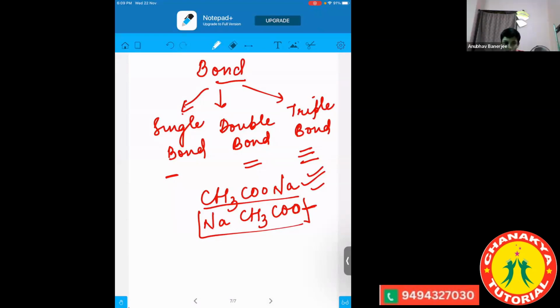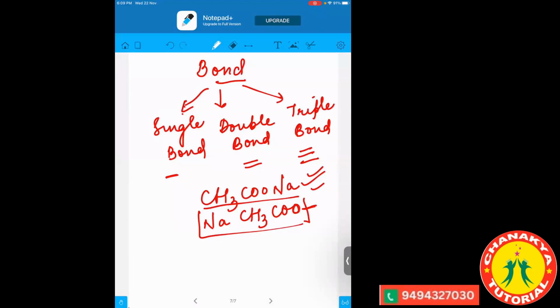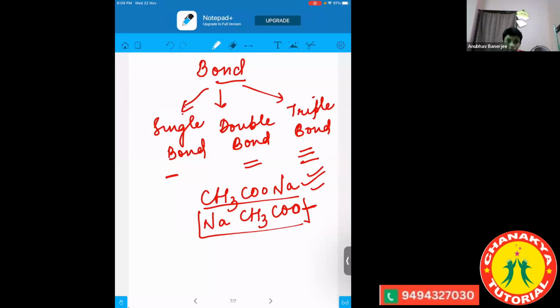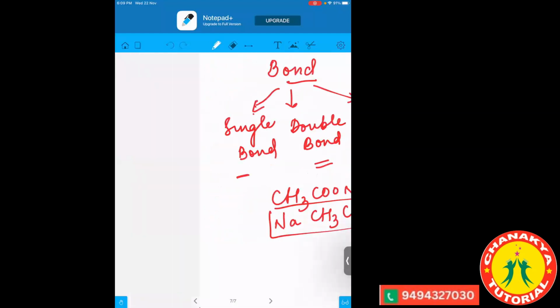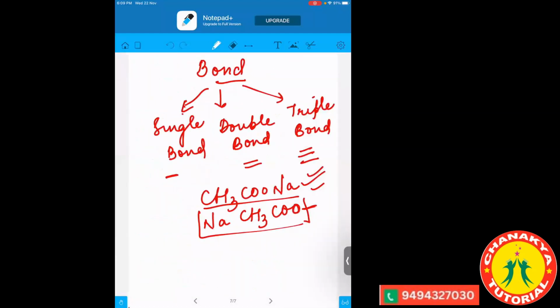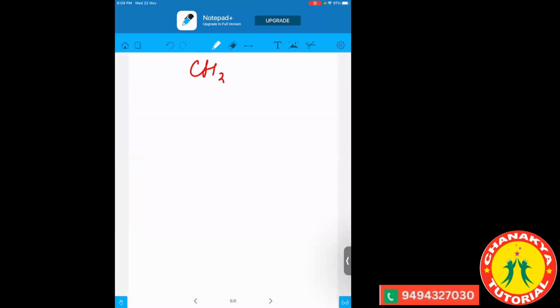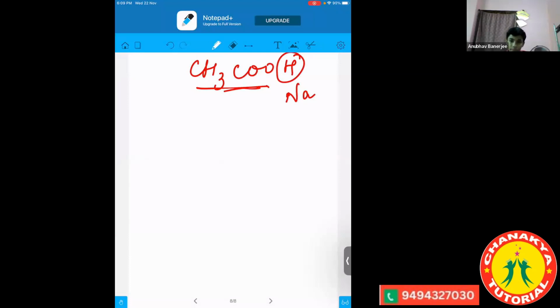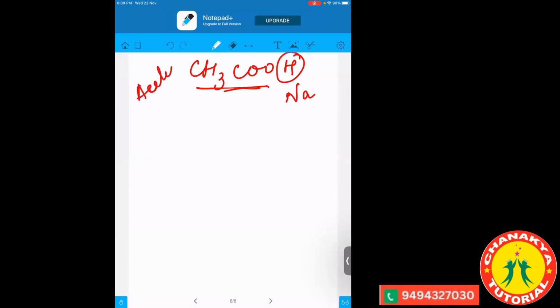Yes, ma'am. Okay. Ma'am, I have a doubt. Ma'am, is the acetate acetic acid? No. Acetic acid is basically CH3COOH. This is acetate only. But in the acetic acid, the H will be there in place of Na. Fine. The upper one is acetic acid.